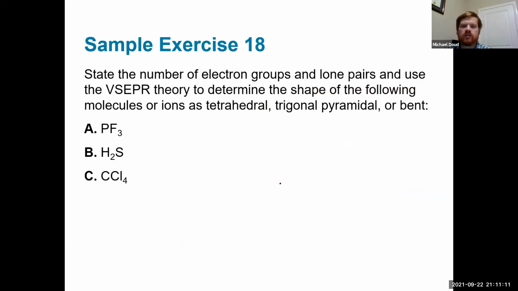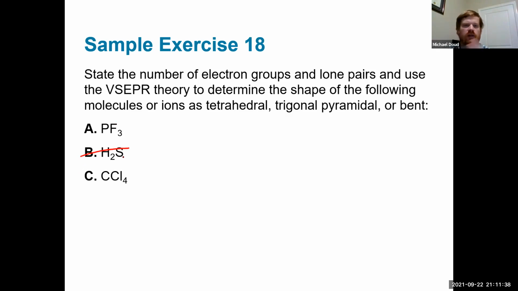Okay, so here's our sample exercise, number 18 now. What I'm asking you to do is state the number of electron groups and lone pairs and use the VSEPR theory to determine the shape of the following molecules or ions as tetrahedral, trigonal pyramidal, or bent. Now we already did H2S, so that's a pretty bad example. I guess you have to do PF3 and CCl4. Go ahead, pause the video now, try to work it out using your notes.